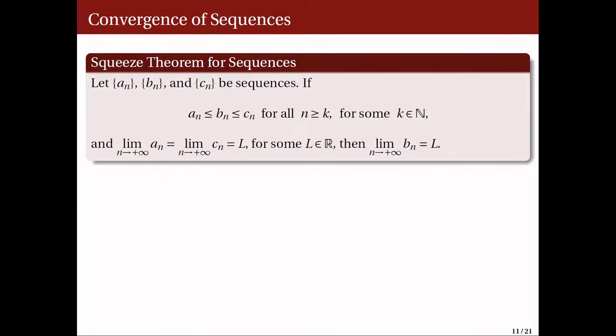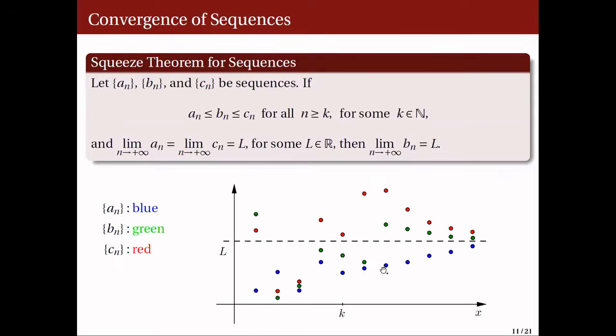Let {a_n}, {b_n}, and {c_n} be sequences. If b_n is greater than or equal to a_n and less than or equal to c_n for all n greater than or equal to k, for some non-negative integer k, and the limit of a_n and the limit of c_n as n goes to infinity are both equal to L for some real value L, then the limit of b_n as n goes to infinity will also be equal to L. We have the graph shown below.